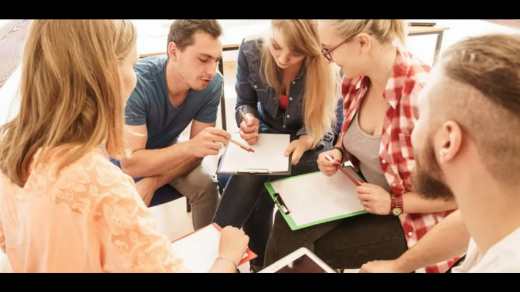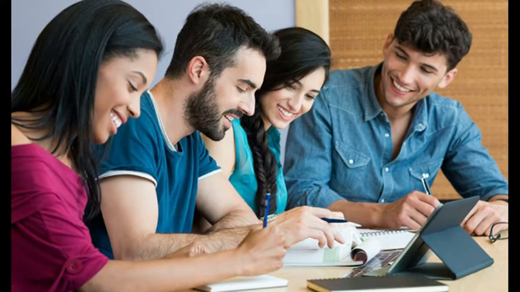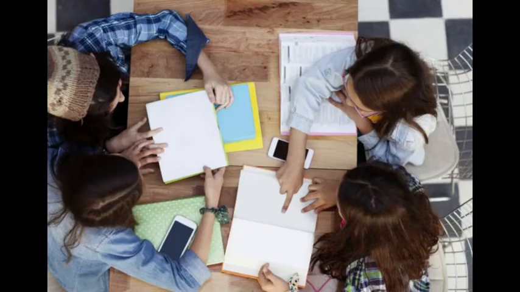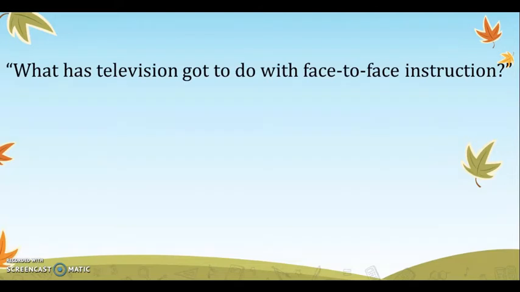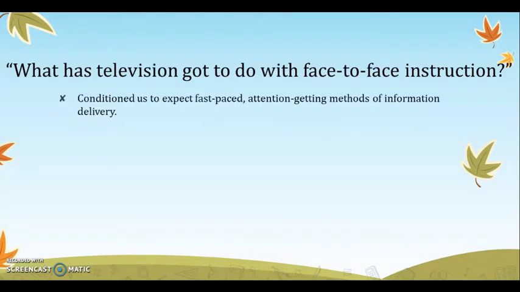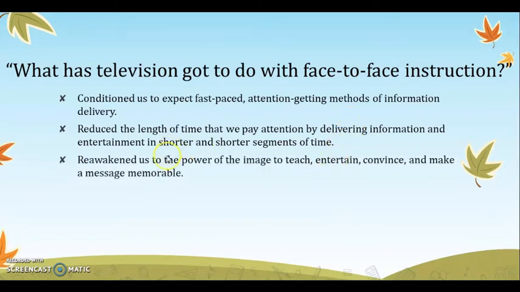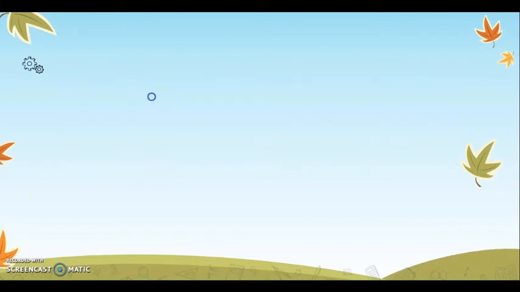In today's generation, learners have totally different learning expectations than folks did 50 years ago. And the biggest change in how people learn today is because of television. Television has conditioned us to expect fast-paced, attention-getting methods of information delivery. Second, it reduced the length of time that we pay attention by delivering information and entertainment in shorter and shorter segments of time. And lastly, it reawakened us to the power of the image to teach, entertain, convince, and make a message memorable.